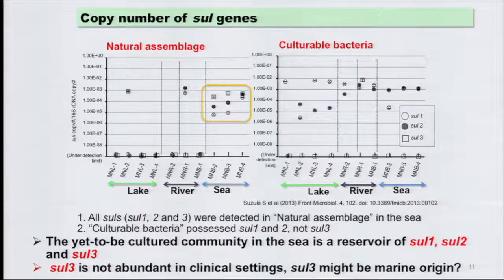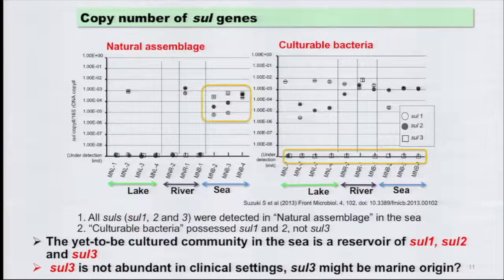And when you look at the culturable bacteria, the profile, the character is quite different. Here, from lake to sea, you have a positive result for SAR 1 and 2, but not for SAR 3. So this suggests that the culturable bacteria possessed only SAR 1 and 2, not SAR 3. So this suggests that the yet-to-be-cultured community in the sea is a reservoir of SAR 1, 2, and 3.